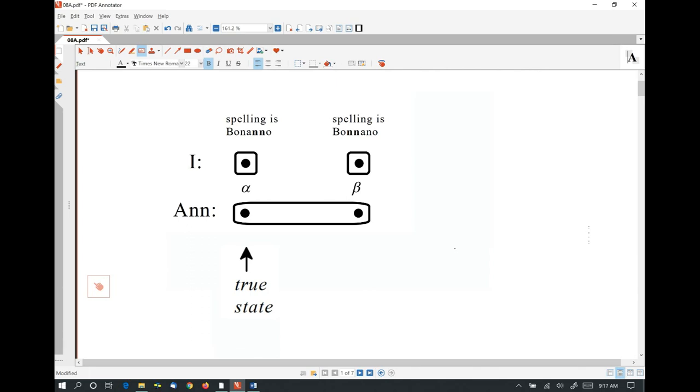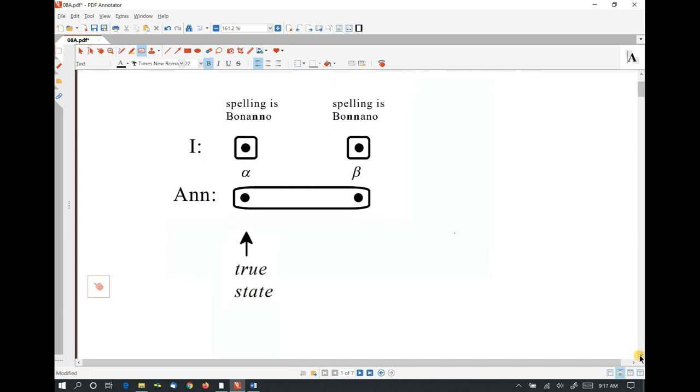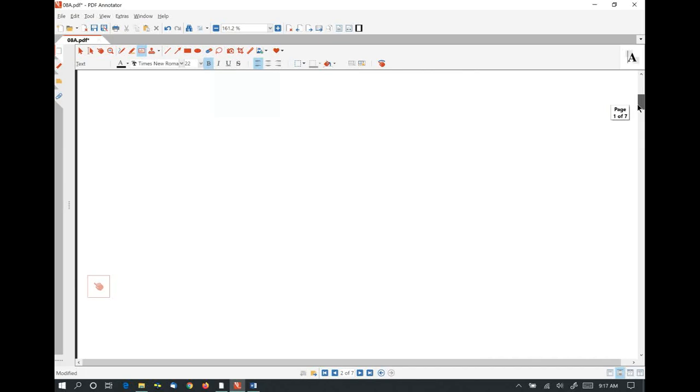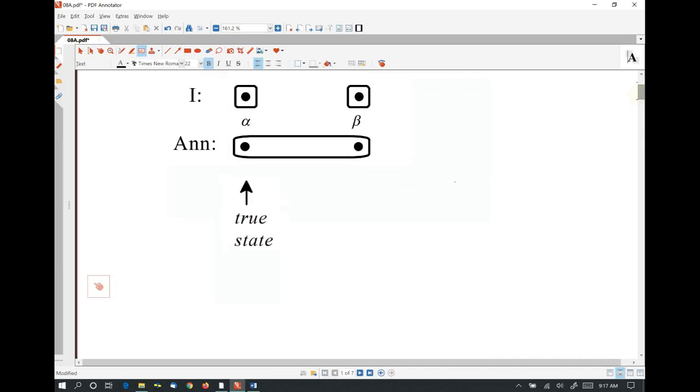So if we hide what it says at the top, let me take away the, oops. If you look at just this abstract structure, you don't know what I'm talking about, right? There is uncertainty. Anne does not know if the state is alpha or beta, whereas I know that if the state is alpha, then I know that the state is alpha, and so on.